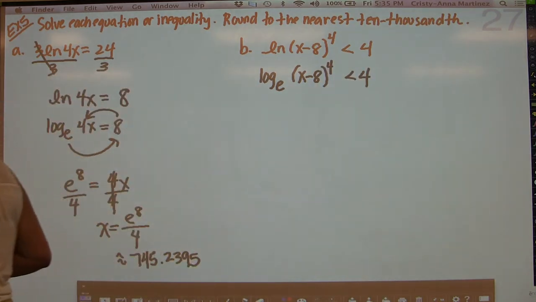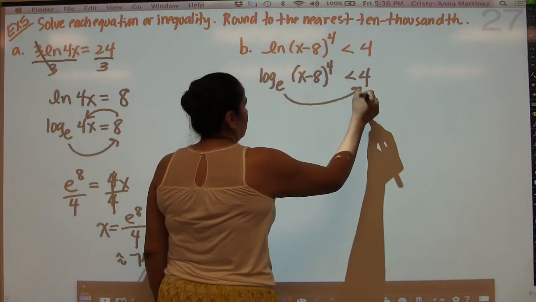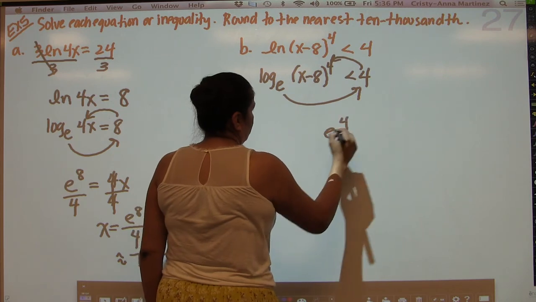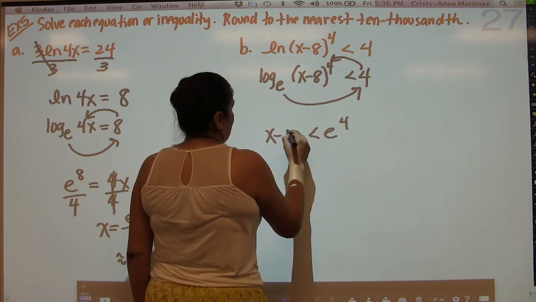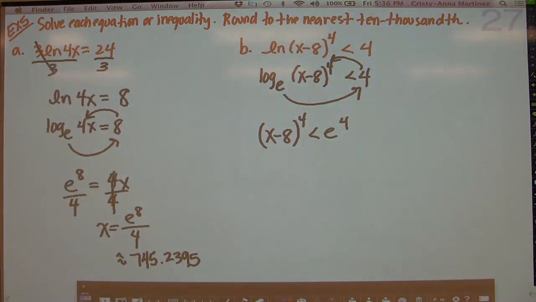In this case, I think we have an easier way of doing this. We're going to go e, so we're going to get e to the 4th power, x minus 8 to the 4th power, like that. X minus 8 to the 4th power is less than e to the 4th.